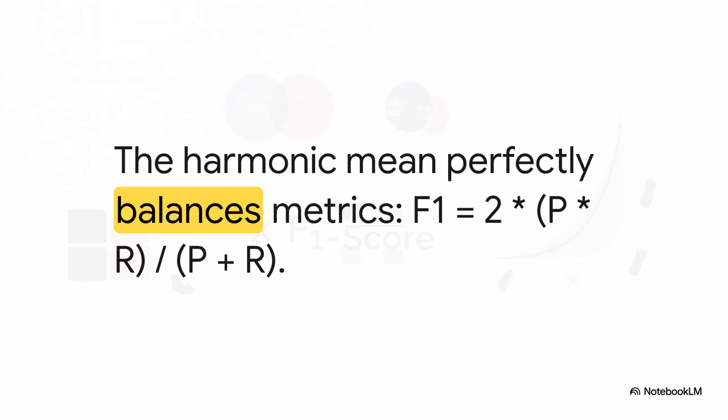Essentially approving everything just to make sure we don't accidentally miss a good one. We obviously can't do that. We need a single metric that perfectly balances the two. Enter the F1 score. It calculates the harmonic mean of precision and recall.